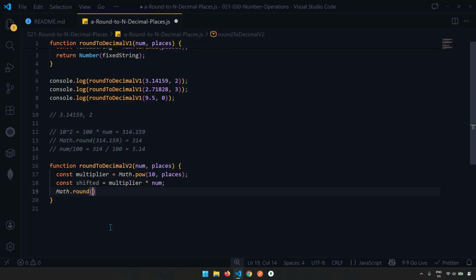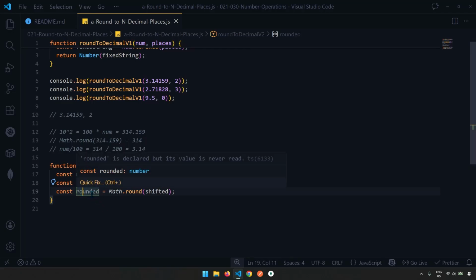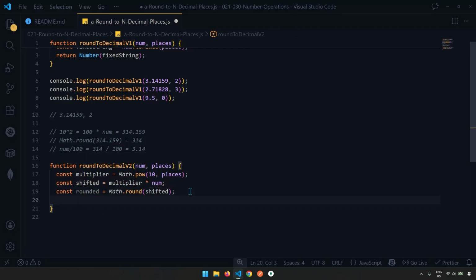Cool. So here I'm going to pass in shifted. Now I need to store this somewhere, right? And this is going to be our rounded number. So far we did the power, we did the multiplication, we found this number, we passed it to round, and round has given us 314. So this rounded number at this stage is 314.